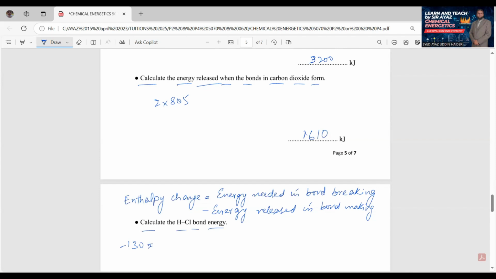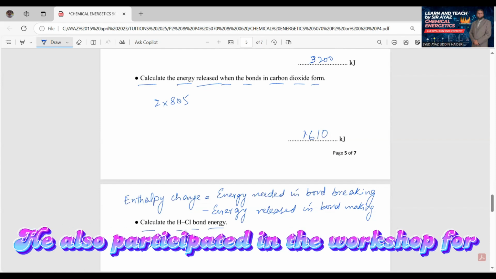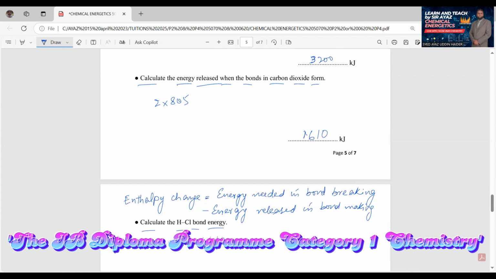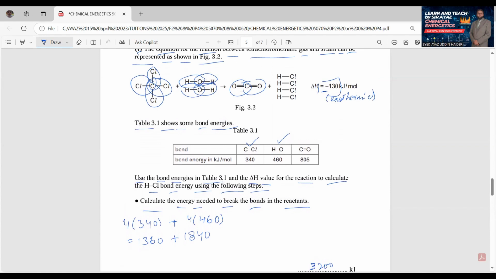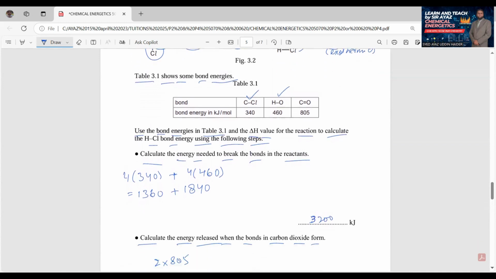It's 3200 minus energy released when bonds are made, and only that energy which is provided to us is of carbon dioxide. When the bonds in carbon dioxide form, the energy is 1610. We need to calculate the HCl bond energy. If you look at the reaction equation, there are 4 HCl bonds: 1, 2, 3, 4. So let's consider HCl bond as X. So I will write 4X.